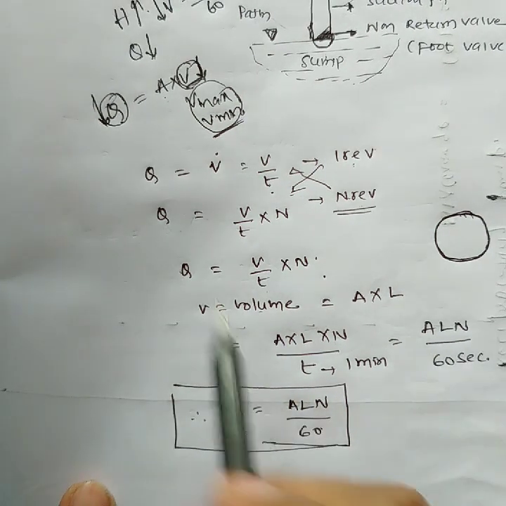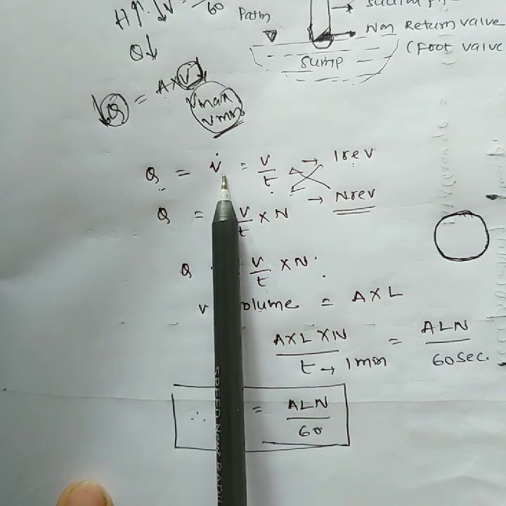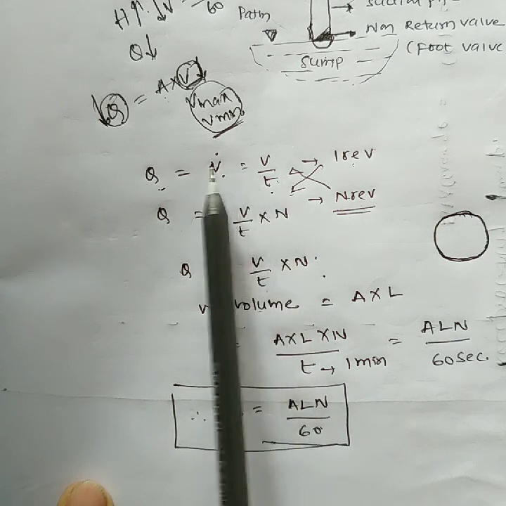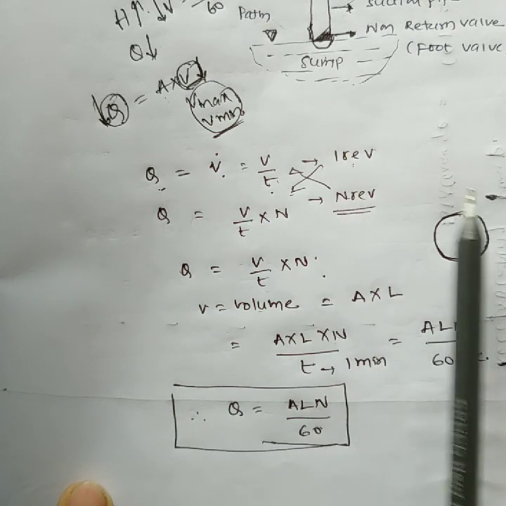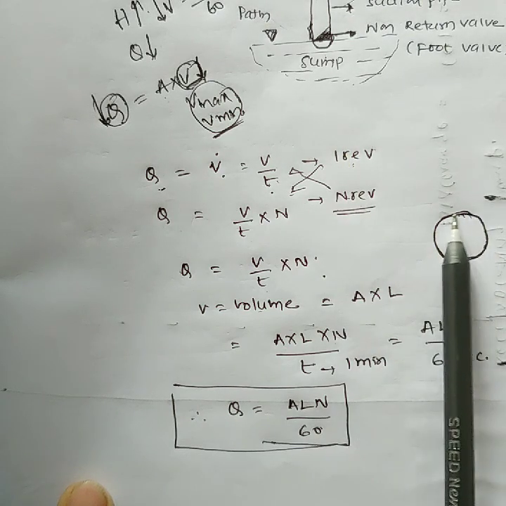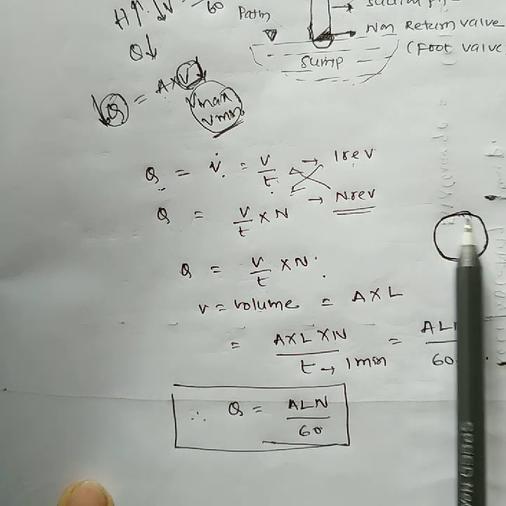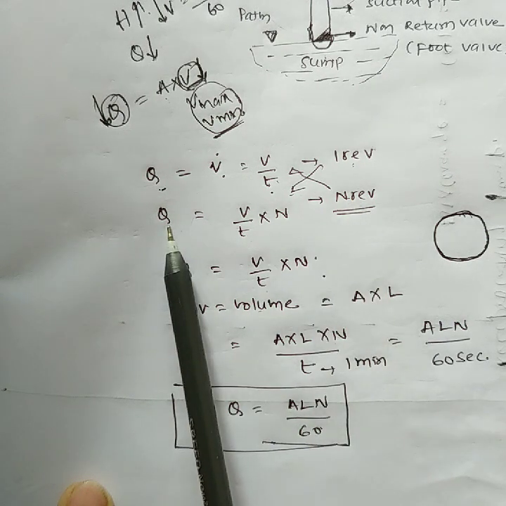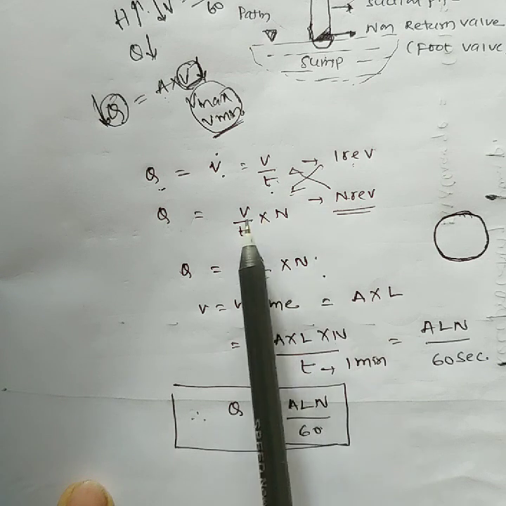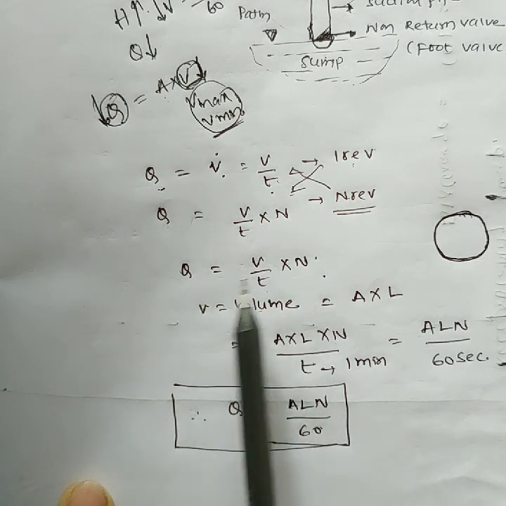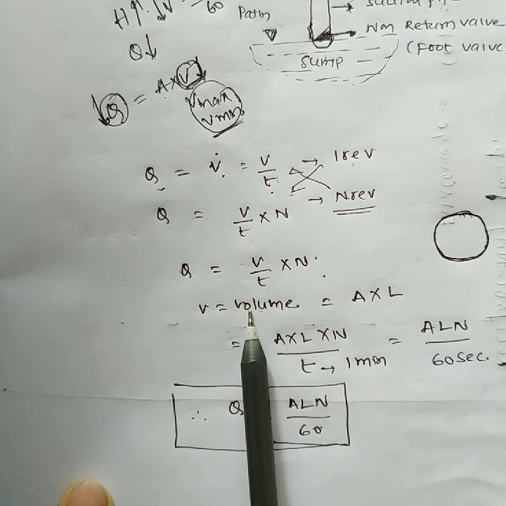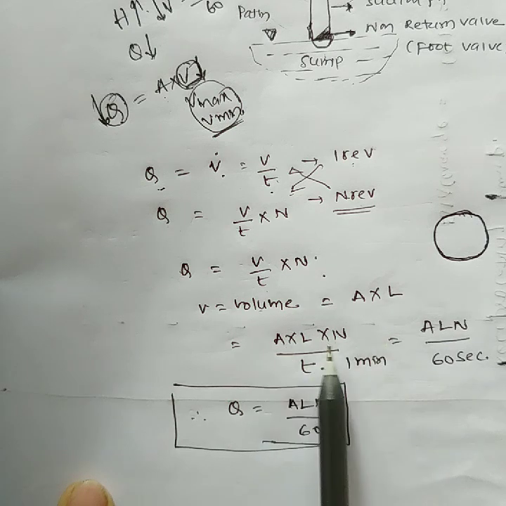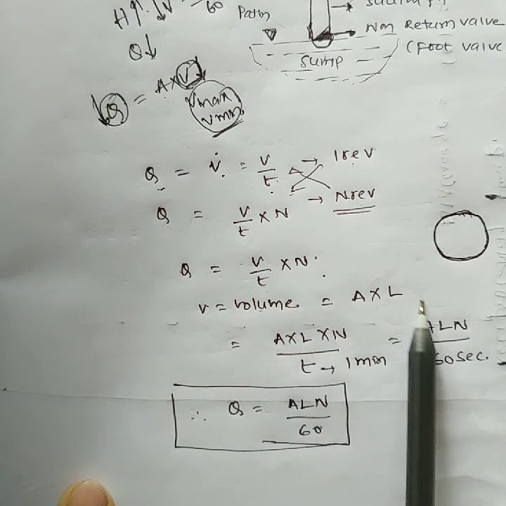See here, discharge is equal to volume flow rate. Volume flow rate you can write as volume by time. That means this volume is the discharge you get in one revolution. But it does not happen in only one revolution, it happens in N revolutions. In N revolutions, what is the discharge you are getting? You just cross multiply, V by T into N. That means discharge equals V by T into N. V is known as volume. Volume you can represent as area into length, so you can write it as area into length into N by T.